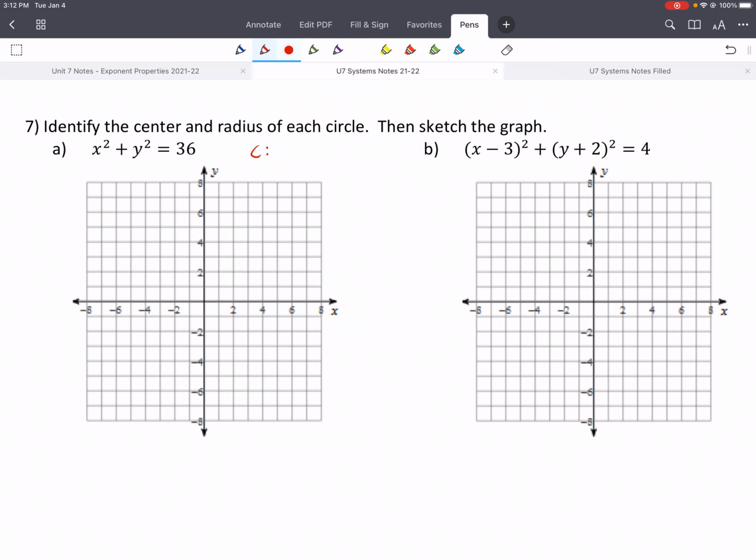So the center here would be 0, 0. We don't see it here, but this would be like (x minus 0) squared and (y minus 0) squared. So our h and k are 0 and 0. Our radius would have to be, so again, this is r squared. To get r, we'd have to square root it. So the square root of 36 is 6. So we'll plot our center, and then I want you to plot 4 points on your circle. And to do that, we'll just go up, down, left, and right. So up 6, over 6, down 6, left 6. And do your best to connect the dots, making a circle.